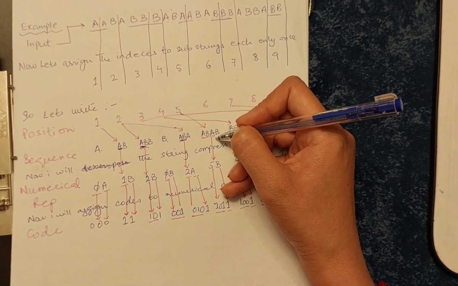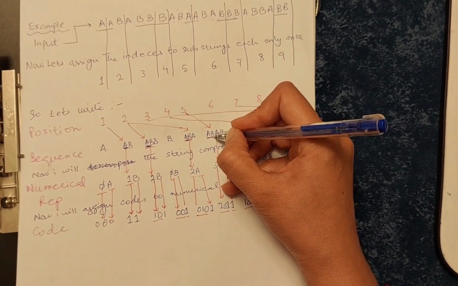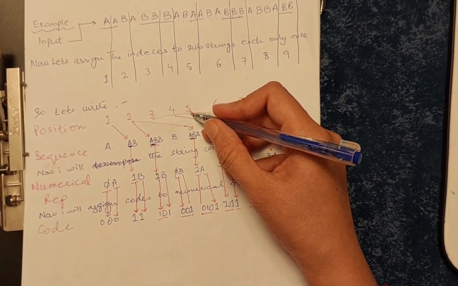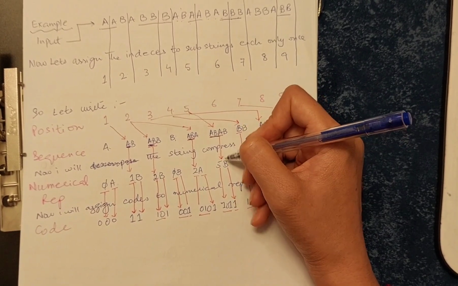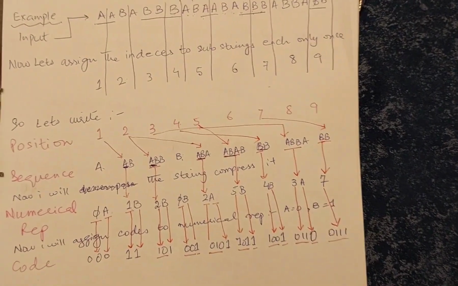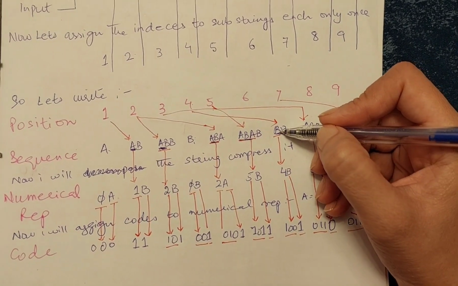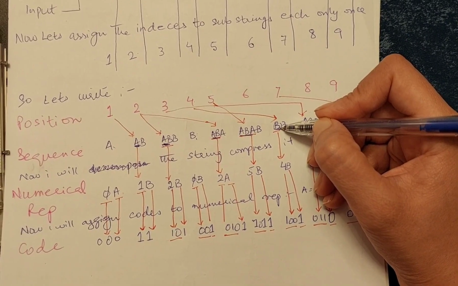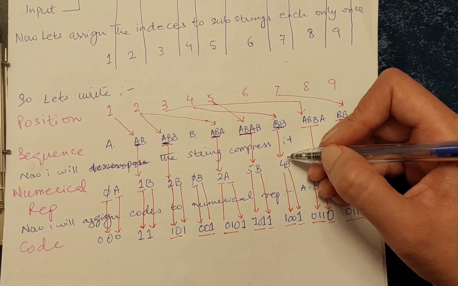The next substring is ABAB, and you can see that ABA is already available, and it has an index value of 5. So 5 will come in the position of ABA, and B will come as it is. Okay, so the next substring is BB, and for B you have an index position of 4, so it will come as 4, and this B will come as it is.